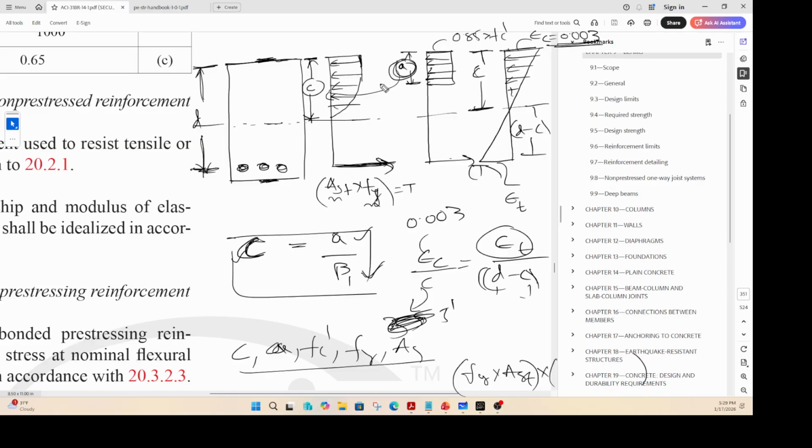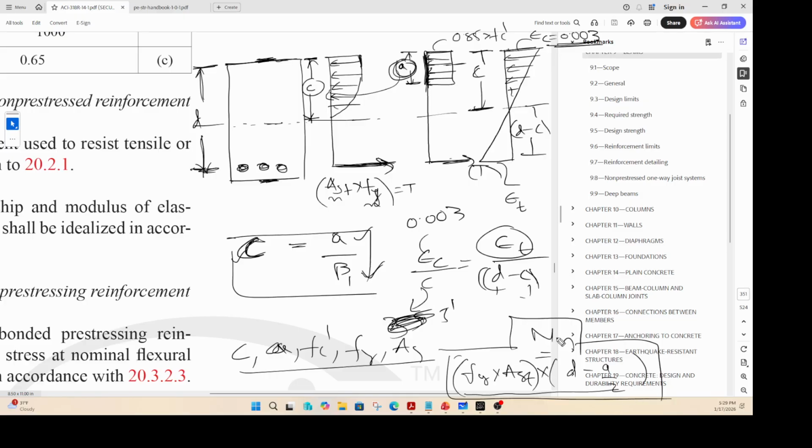Distance is the lever arm distance from here to the center of that compression block, which is d minus a by 2. Okay. So Fy AST (d minus a over 2) is your moment. This is your nominal moment, Mn. So the nominal moment capacity of a beam is that much.